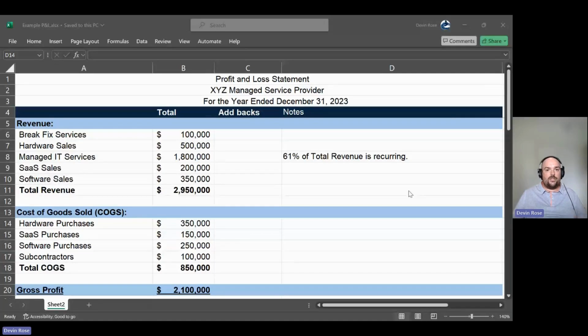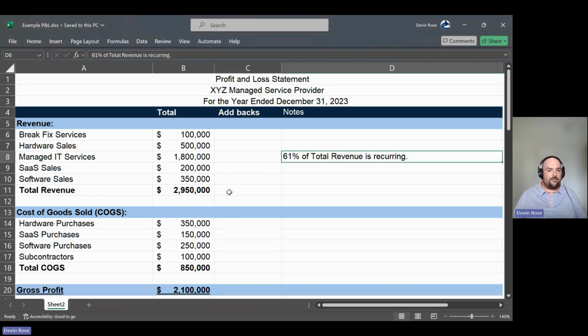Okay, here we go. So here we have XYZ managed service provider. And at the top of the page here, we have our revenues. There's no adjustments here. I did want to make a note, though, that for our fictional MSP here, we have 2.95 million in revenue, of which 1.8 million is for managed services. This is the recurring revenue, which is 61% of the total revenue. And I just wanted to note this because it will come into play later when we're doing our valuation exercise.